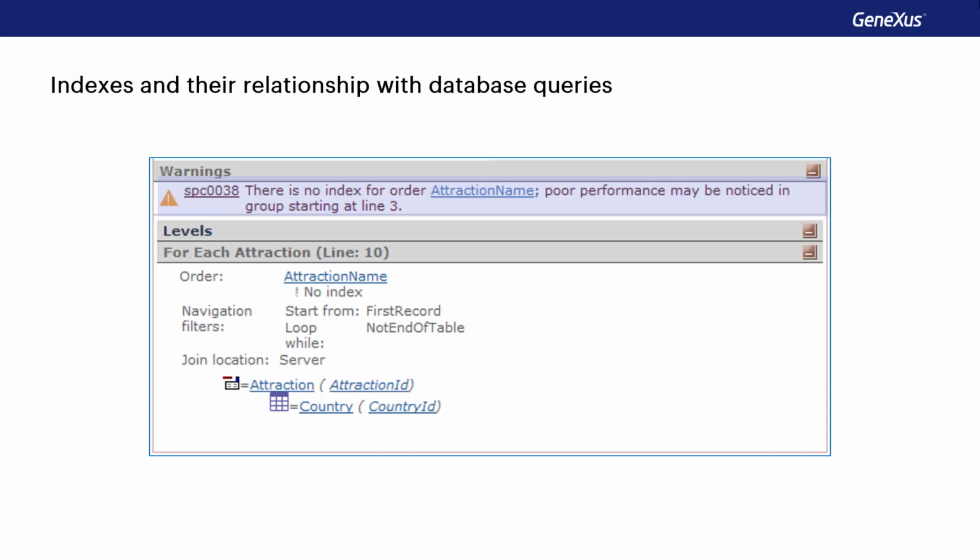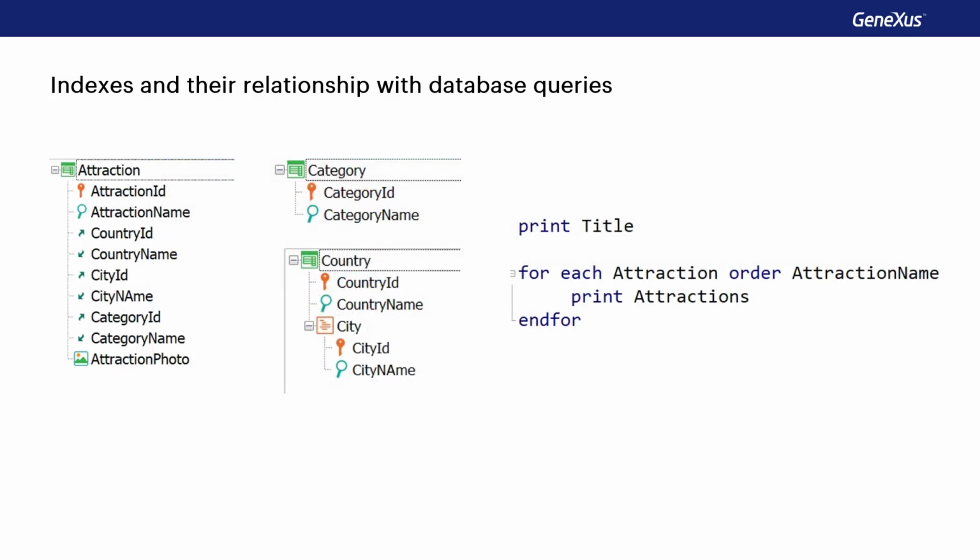When we give Genexus an attribute by which to order data, it tries to order it in an efficient way. Therefore, it looks for an index by that attribute. But since it can't find it, it informs us about it. If we need to obtain the records of attraction ordered by the attraction name attribute, these records will have to be reordered, because by default, they're ordered by the value of the attribute that is the primary key.